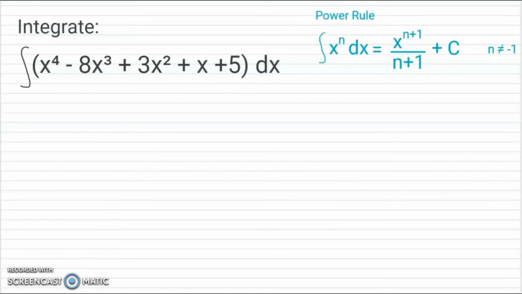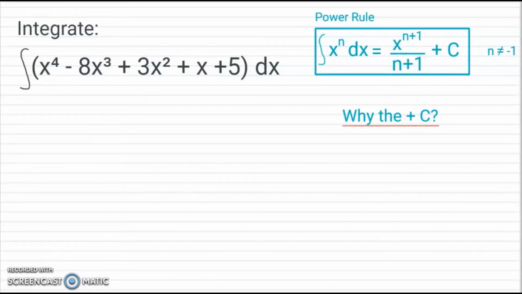First is the power rule that says that the integral of x raised to n with respect to x is equal to x raised to n plus 1 over n plus 1, and then the plus c. That is very important. And in this rule also, n must not be equal to negative 1. Now, why do we have the plus c?